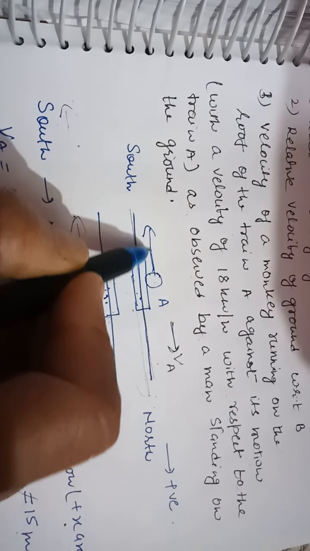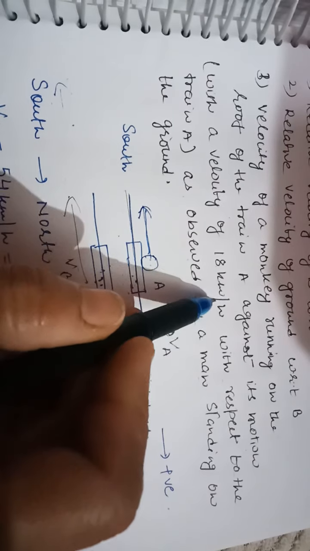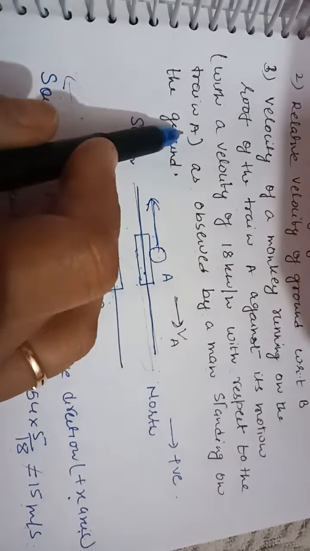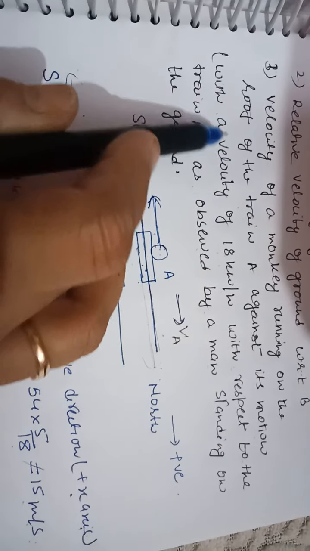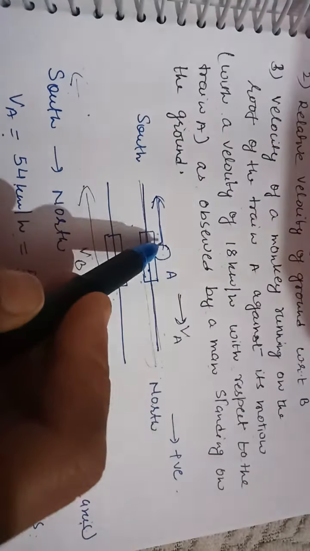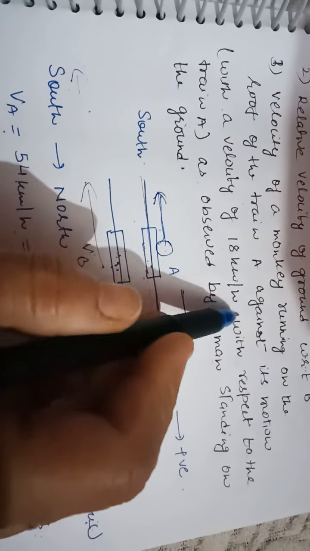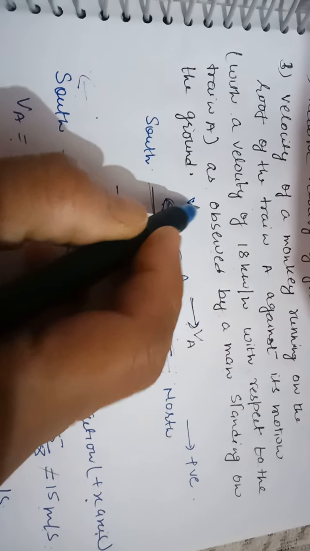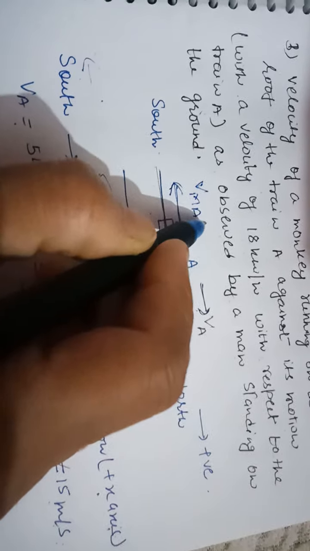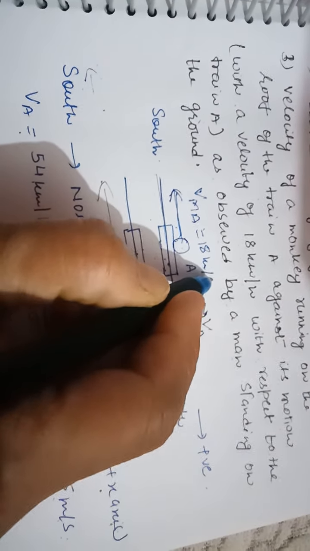So this is moving against the motion of A with the relative velocity. This is 18 km per hour, what is this? This is the relative velocity of monkey with respect to train. It is given. The monkey is moving with the velocity of 18 km per hour with respect to the train. So train is also moving, monkey is also moving. So this 18 km per hour is what? This is the relative velocity of monkey with respect to train A. Okay, this is 18 km per hour.